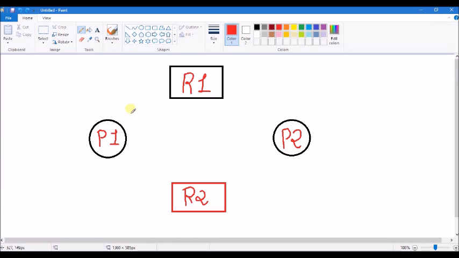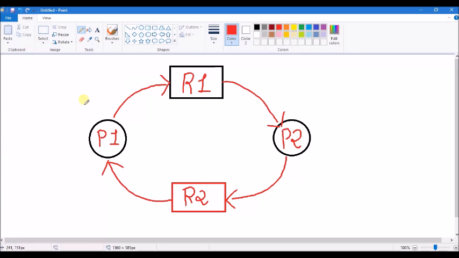For example, there are two processes P1 and P2, and two resources R1 and R2. Resource R1 is allocated to process P2 and resource R2 is allocated to process P1. P1 is waiting for resource R1 and process P2 is waiting for resource R2. Now we can say that this system is in a deadlock by detecting a cycle in the graph.